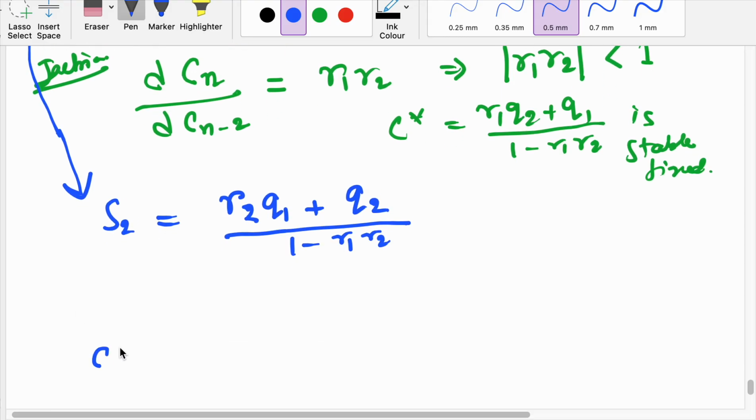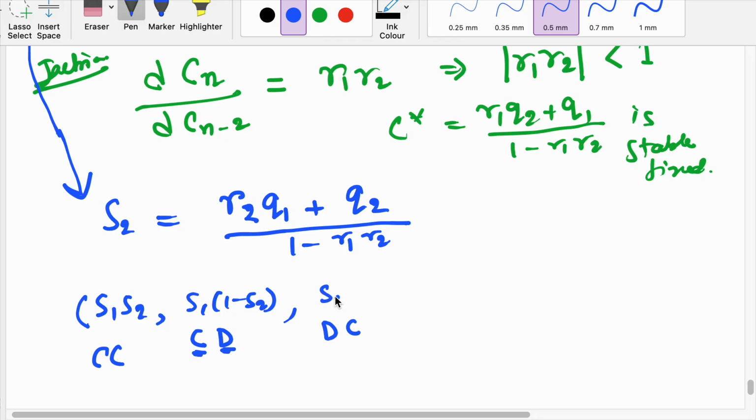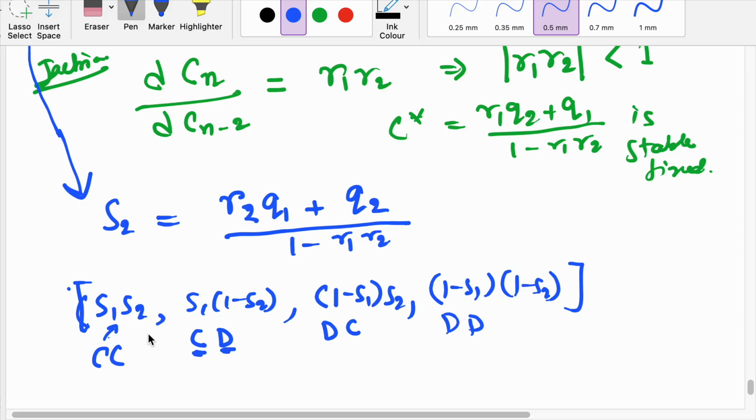Now, what will be the probability of observing the CC state? That will be s1 s2. What will be the probability of observing the CD state? That means I cooperate and my opponent defects: s1 times (1 minus s2). And I defect and my opponent cooperates: (1 minus s1) times s2. And both of us defect: (1 minus s1) times (1 minus s2). So these are the probabilities of both of us cooperating, one of us cooperating and one defecting, and both of us defecting. This is the state where the system will automatically go.